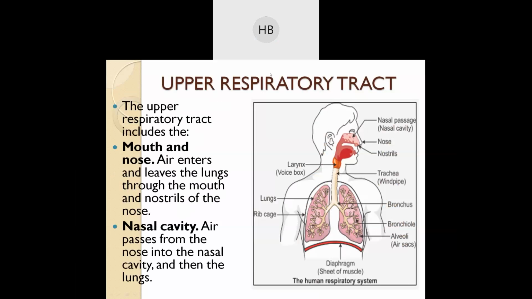Next is the upper respiratory tract. Means upper side. Upper side, what you will find. This is the lower side. So all this system comes under the respiratory system. All this. The upper side is this and the lower side is this. So it is divided into two parts, one upper, one lower. So now we will be discussing the upper respiratory tract.